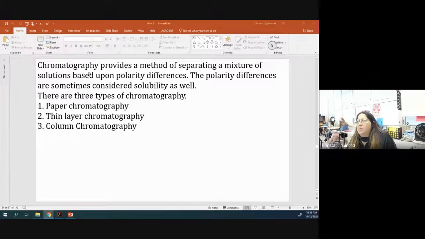Trying to say chromatography, there's several different types. There's paper chromatography. There's something called thin layer chromatography, and there's column chromatography. This one, the paper chromatography, you might have ended up doing in elementary or middle school.